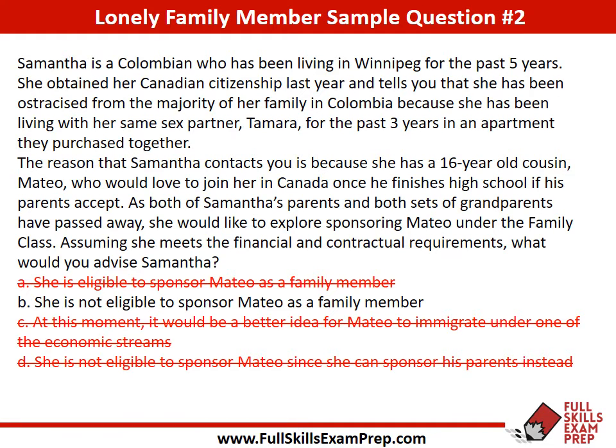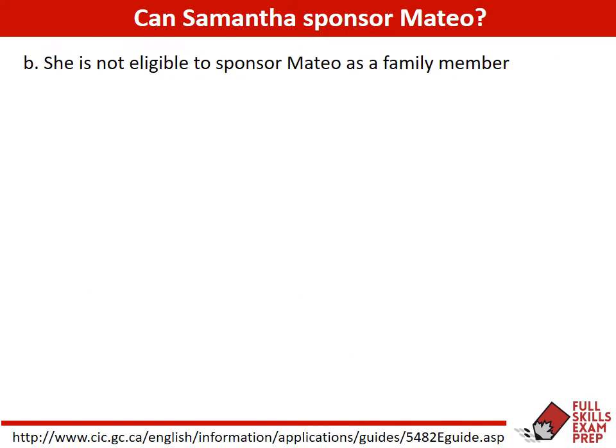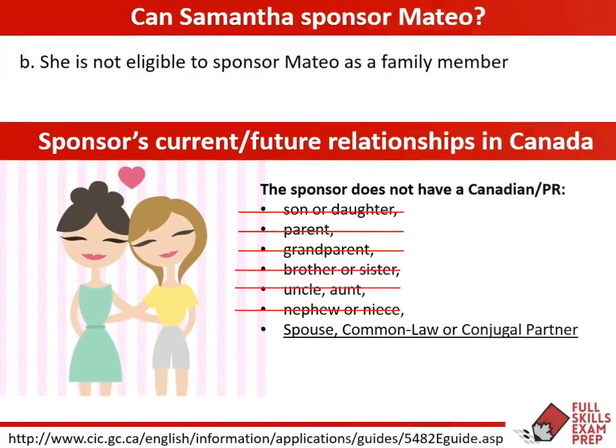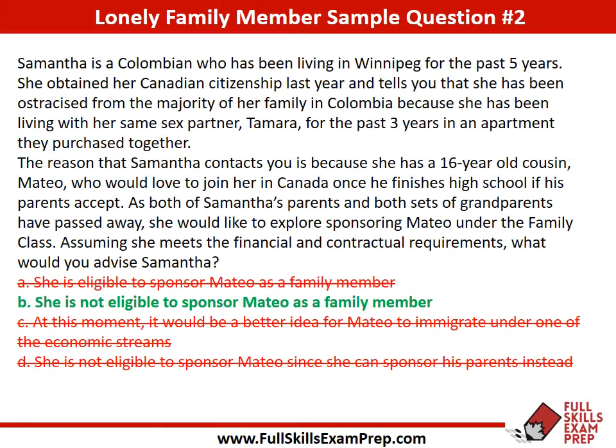And finally, let's take a look at B now. So with B, we have she is not eligible to sponsor Mateo as a family member. So this is what we saw when we analyzed the other options. Now remember, she has a common law partner who is Canadian. So with this, that makes her ineligible to sponsor Mateo. And by unlocking that concept of the lonely family member, it really helped you to analyze and know out of the three options which one was correct. Okay, so we see that B is the correct answer.